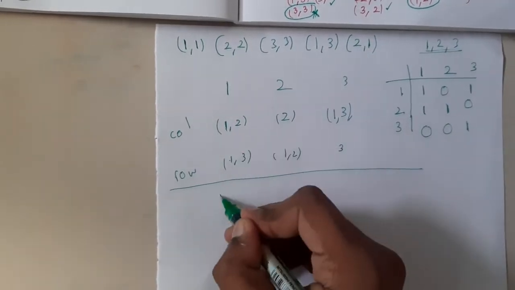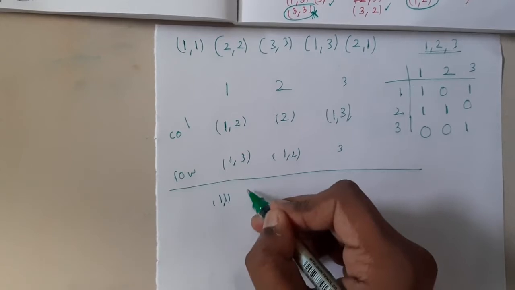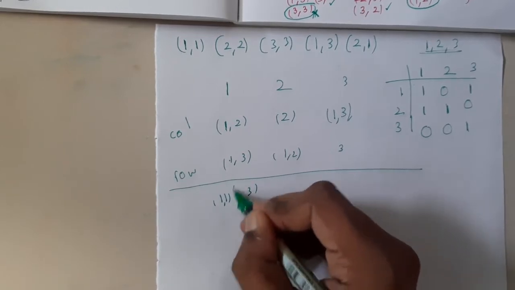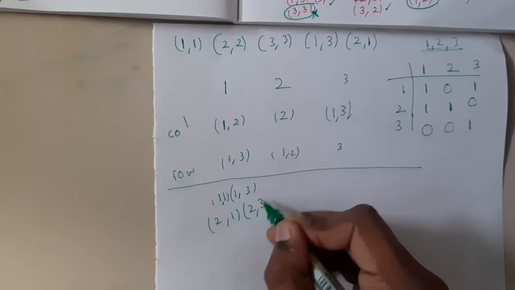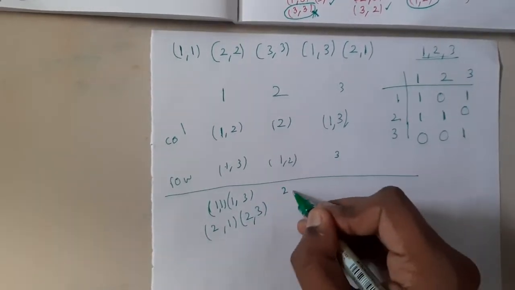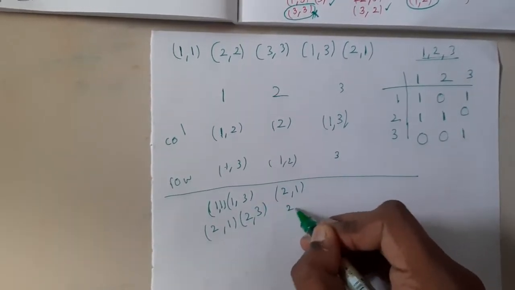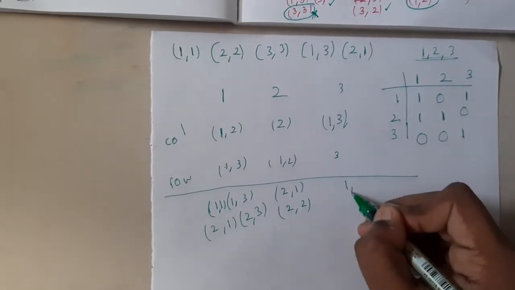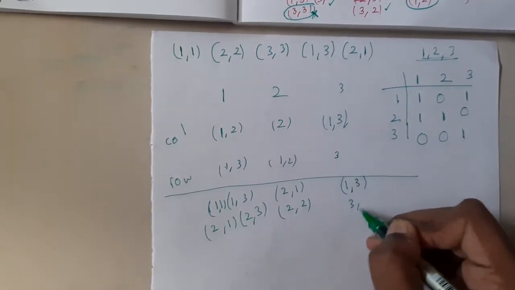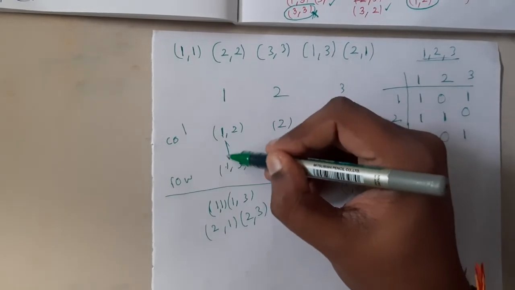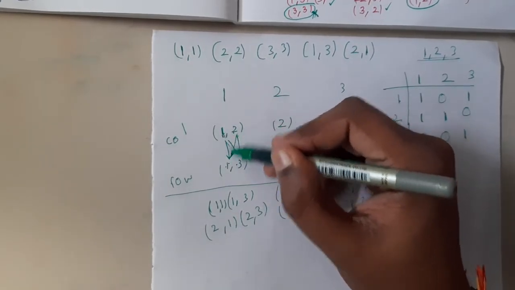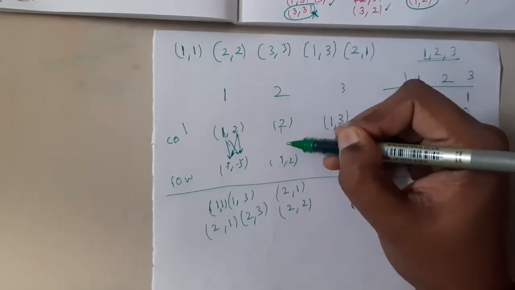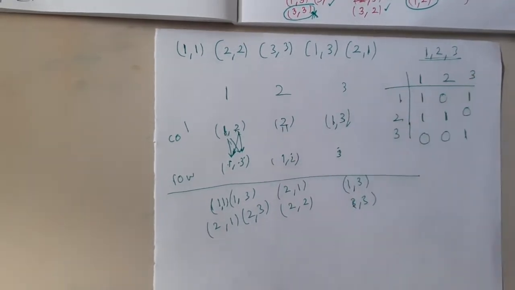So 1 1. Okay, 1 3. Okay, 2 1. Okay, 2 3. Okay, 2 1. Okay, 2 2. Okay, 1 3. Okay, 3 3. I'm just writing all the combinations, guys, in this way. 1 1, 1 2, 1 3. 2 1, 2 3, 2 1, 2 2. 3 1, 3 3. Okay, yes.